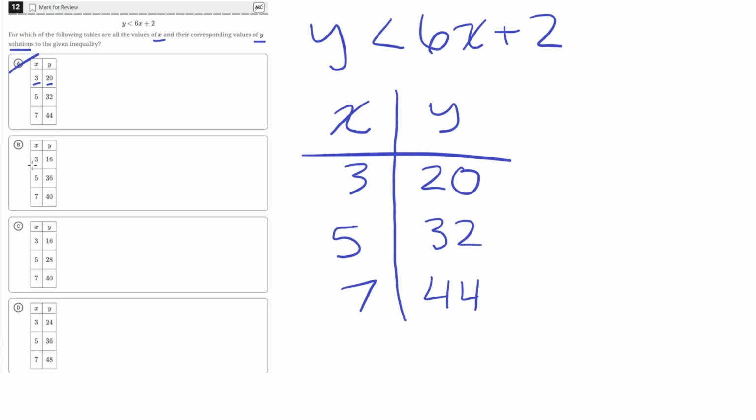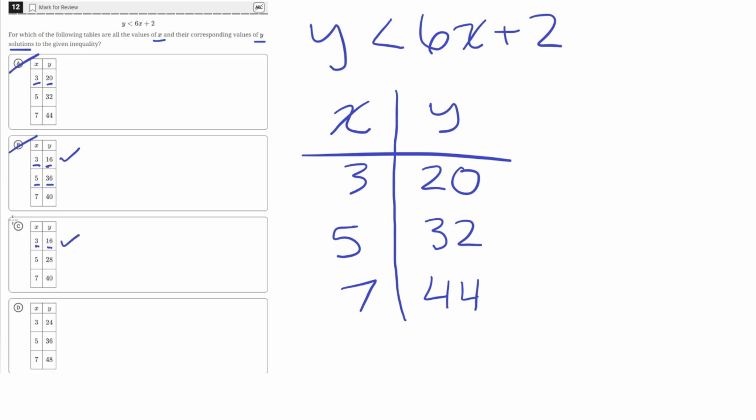So answer choice B says at an x value of 3, y is 16. That's good because 16 is less than 20. At an x value of 5, y is 36. That's not good because 36 is greater than 32. So that would not be a solution to the inequality. So B is incorrect.